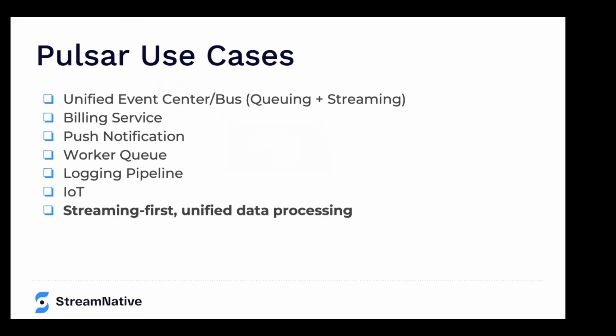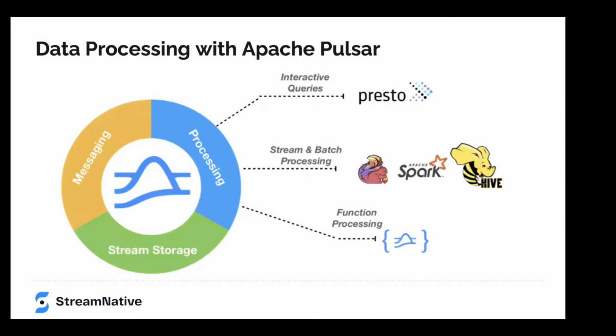Some of the use cases Pulsar offers are unified event center and bus, billing service, push notification, worker queue, logging pipeline, and IoT. The last one, which I'm going to talk about, is streaming-first unified data processing. For data processing with Apache Pulsar, we offer a lot of options, as we just mentioned. It requires a lot of integration.